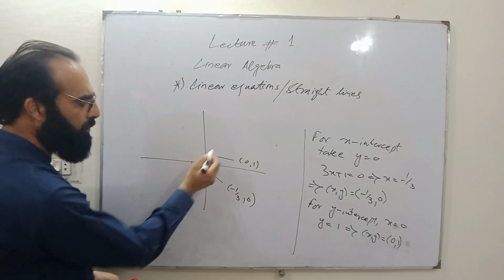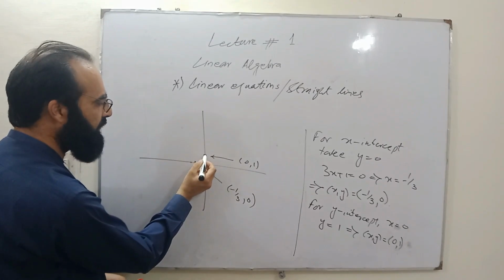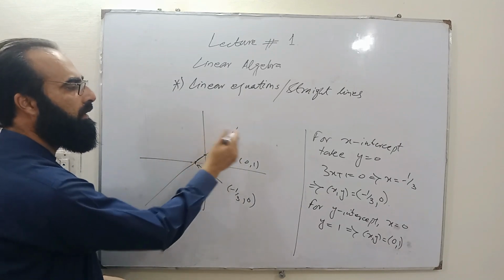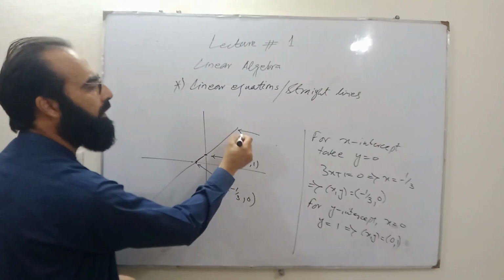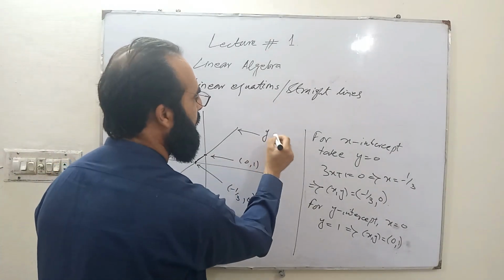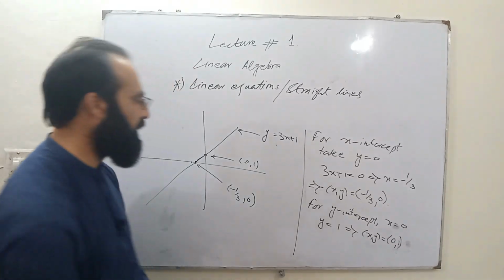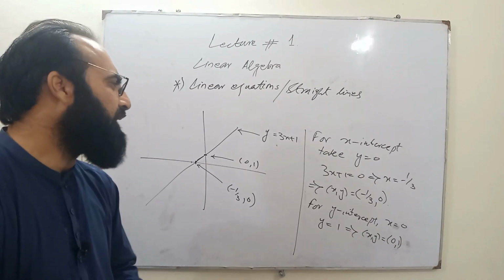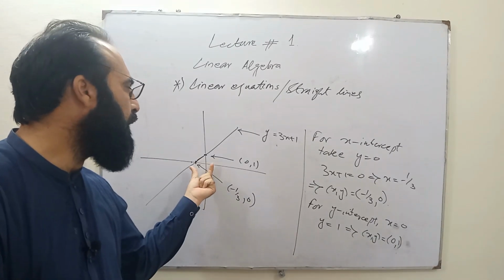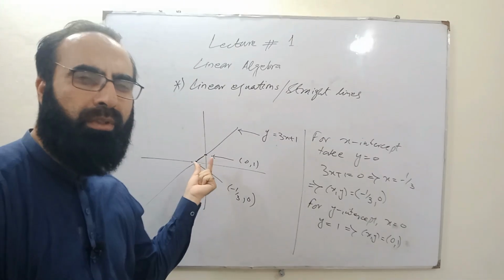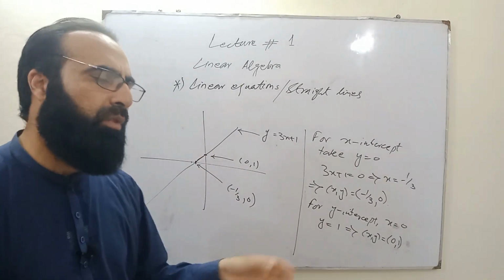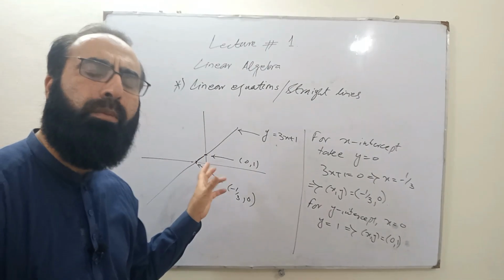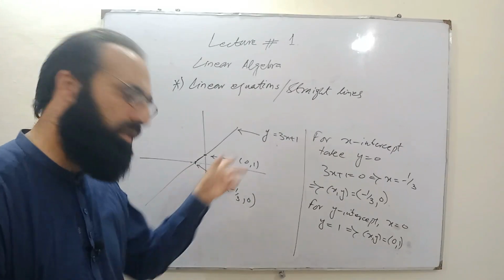So let us join these two points with the help of a straight line. So this straight line is basically representing y is equal to 3x plus 1. So this is the technique to draw a straight line. For a straight line, you need to know about only two intercepts, nothing else. If you want to find any other point, then you can, but these two intercepts are enough to draw a straight line.